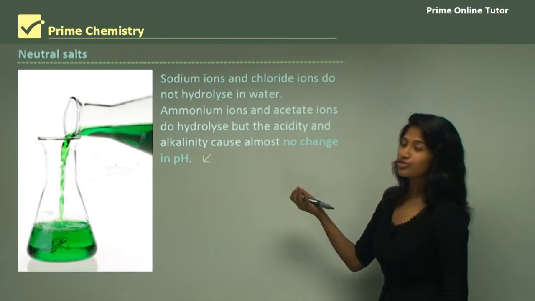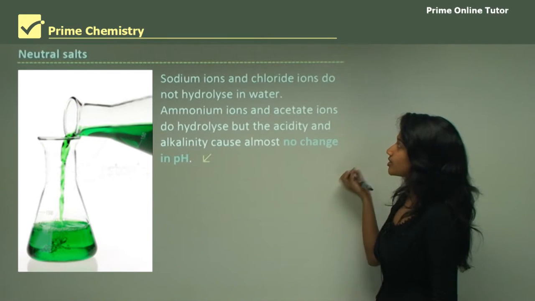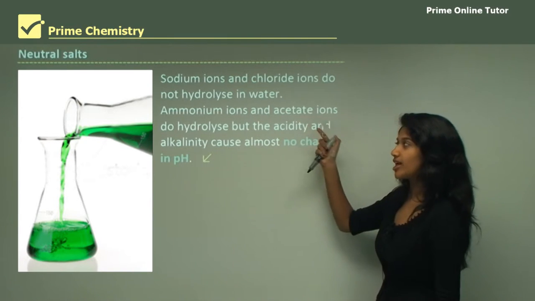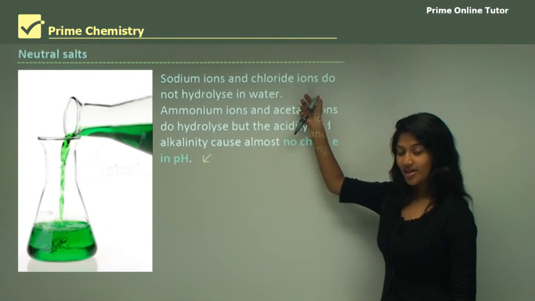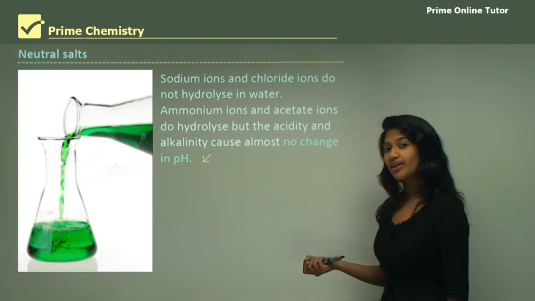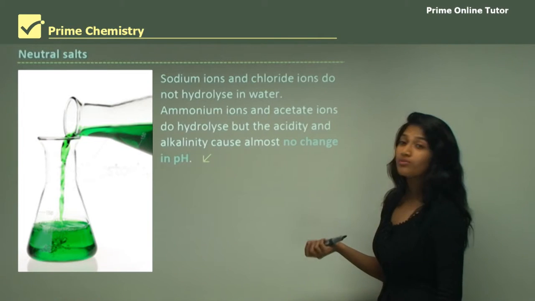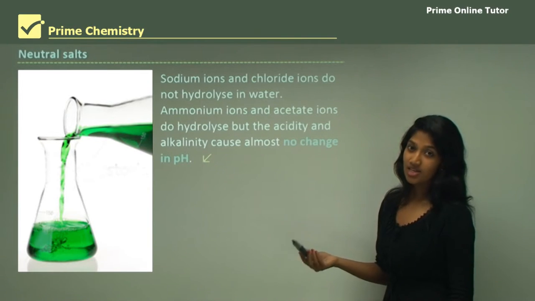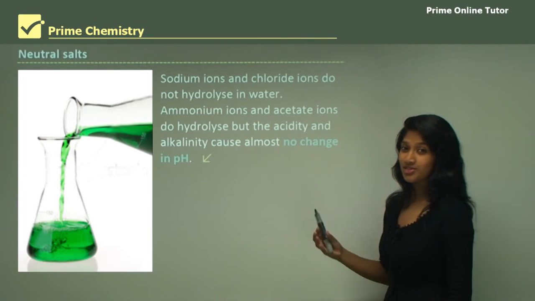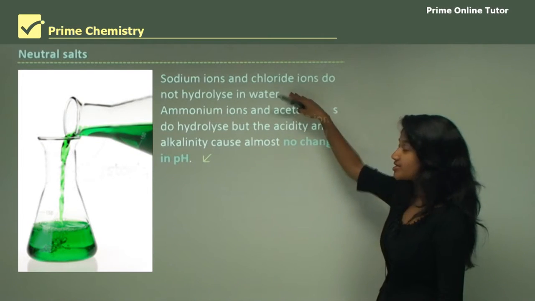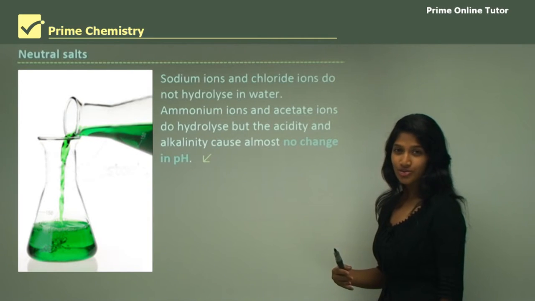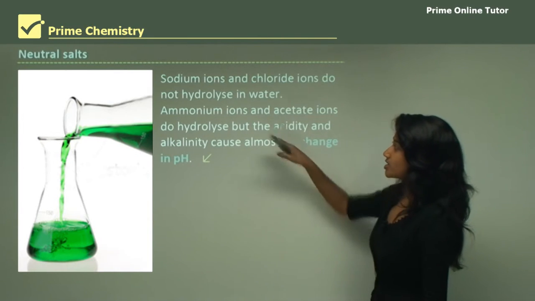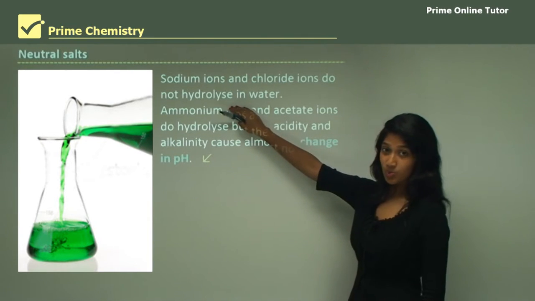Looking at neutral salts now, sodium ions and chloride ions do not hydrolyze in water. Here we're taking the example sodium chloride. Both the sodium and chloride ions come from strong acids and strong bases. Sodium comes from sodium hydroxide, while chloride ions come from hydrochloric acid. So both tend not to react with water. In other words, they don't hydrolyze in water.